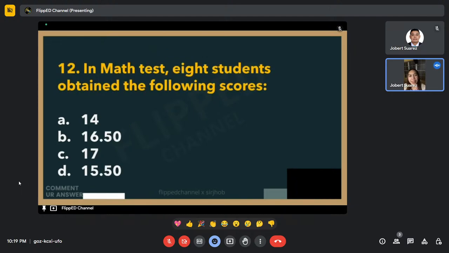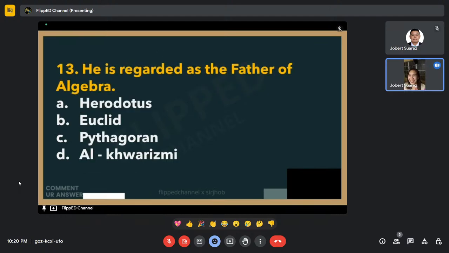Next, number 12. In math test, 8 students obtained the following scores. I think this one, medyo kulang tong scores na to. Tama ba? Kulang yung details. Okay, I think we have to skip this one. At dahil dyan, meron tayong bonus question. Hindi natin nasama yung mga other details for this one. So yeah, oh, may plus one na kayo, ah. May bonus tayo this one.